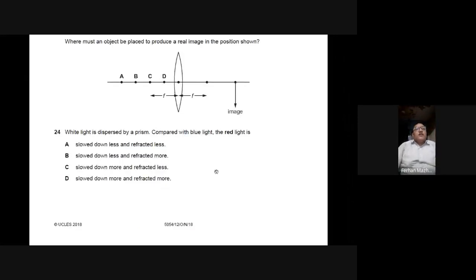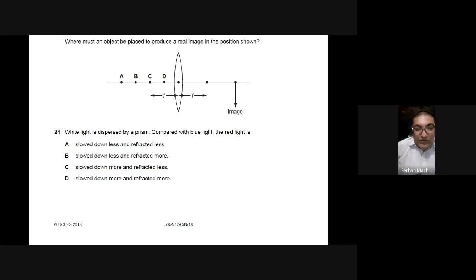Okay, on your screen, we have question number 24. White light is dispersed by a prism. Compared with the blue light, the red light is. Whenever the white light passes through the prism, the white light disperses it into its seven colors.